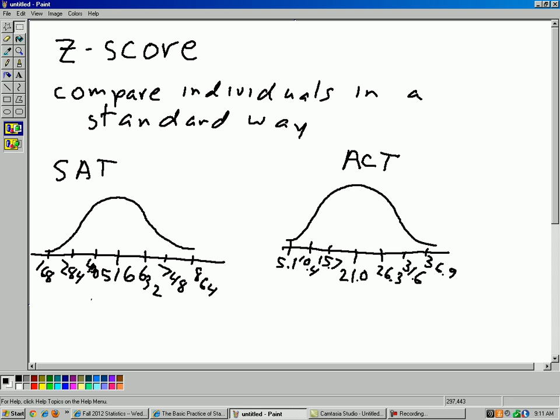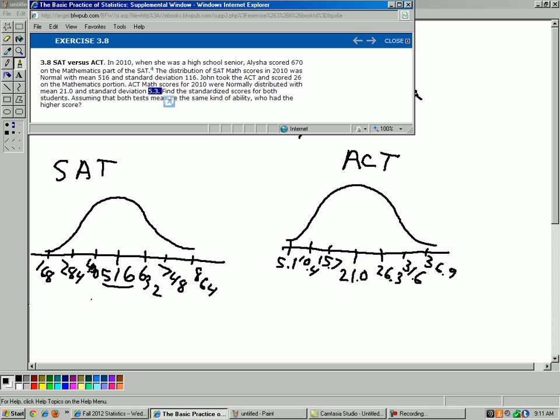So let's take a look at these distributions. For the SAT, out of all the students who took the test, the mean score was 516 right here, and the standard deviation was 116. So that's plus 116, plus 116 and so on. Then take the mean minus 116, minus 116, etc.